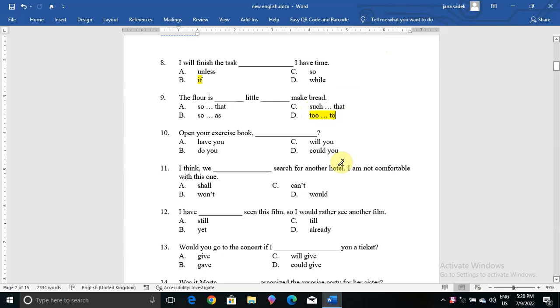Now question number 10, it says open your exercise book. Have you, do you, will you, or could you? When he said open your exercise book, that means something present. That means we will use verb 1 in this question. It will be will you. Open your exercise book. Will you? So the correct answer for question number 10 is C.